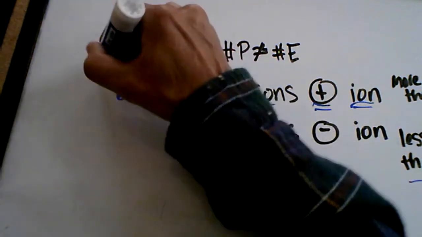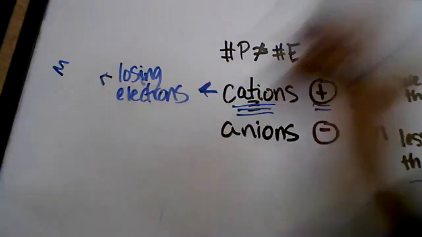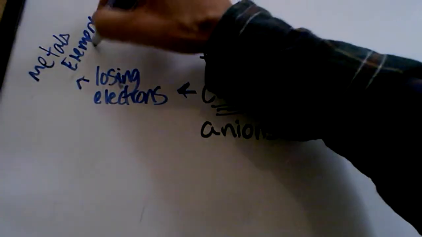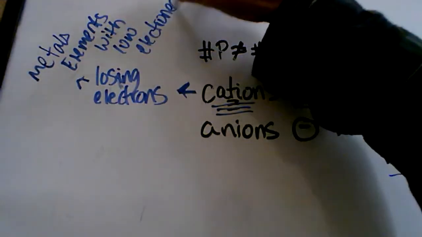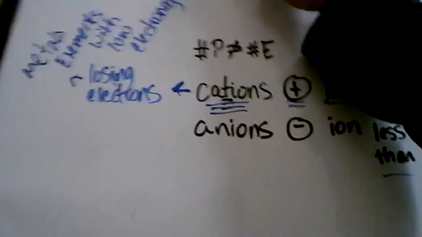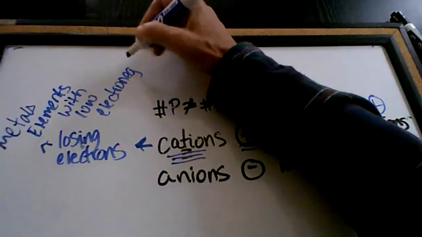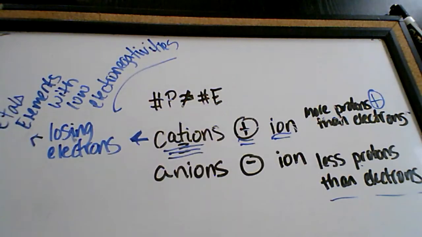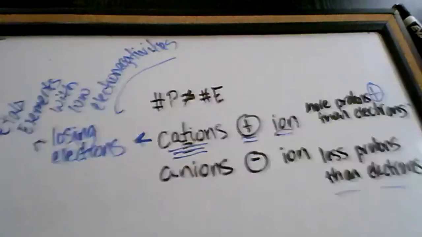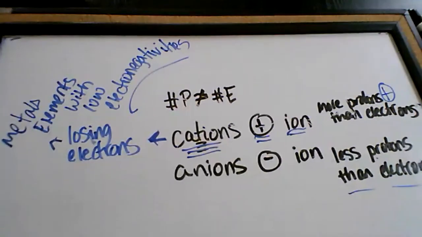These are going to be your metals. This is going to occur with metals or elements with low electronegativities. We'll talk more about electronegativities. It's going to happen with metals or other elements that have very low electronegativities. They're going to easily lose their electrons.